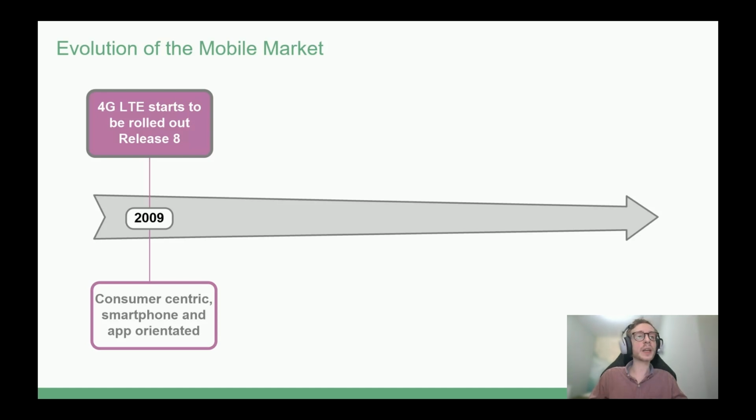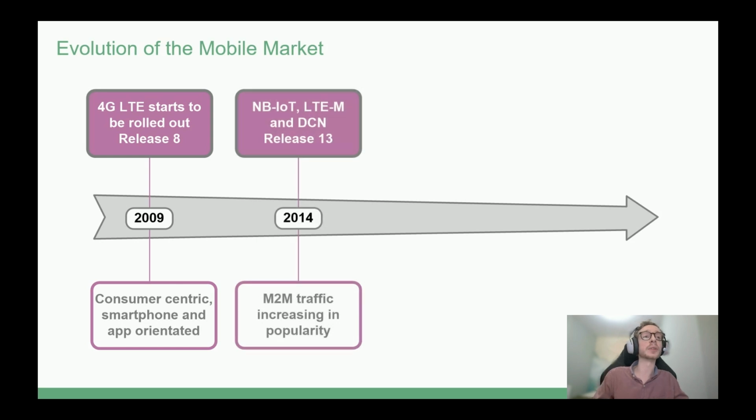The way that they generated additional revenue is through the implementation of things such as narrowband IoT, LTE machine type communication, and dedicated core networks with release 13. So we see an increase in the popularity of machine to machine type traffic, and this is a benefit for the mobile service provider as this is an additional revenue stream.